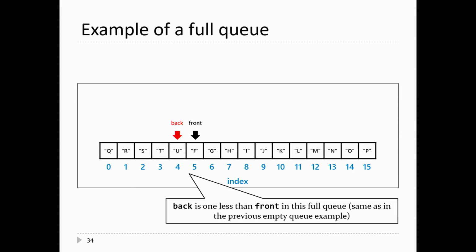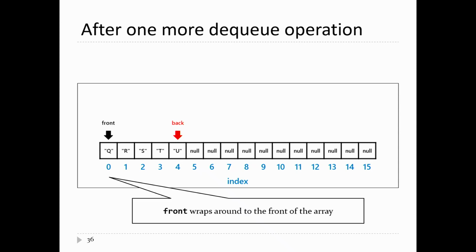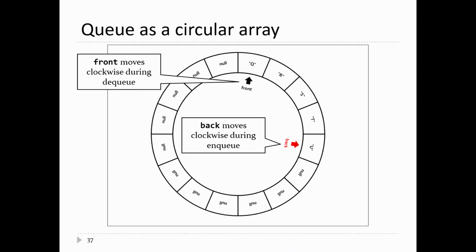The same thing happens with front. If I DQ 10 elements, or 11, front ends up at the right-hand side of the array. If I DQ again, front just wraps around. And now we're back in the situation where back looks like it's to the right of front again. And so you can envision all of this as a circular array.